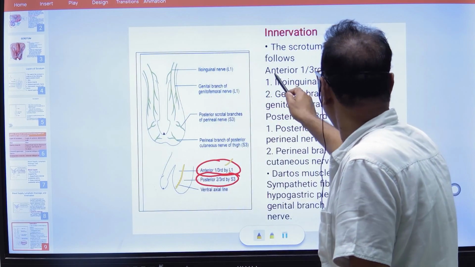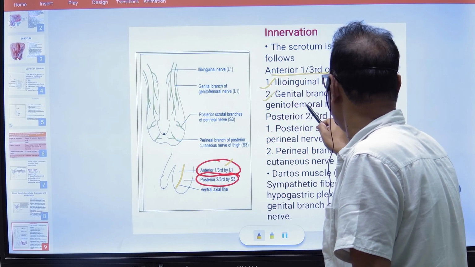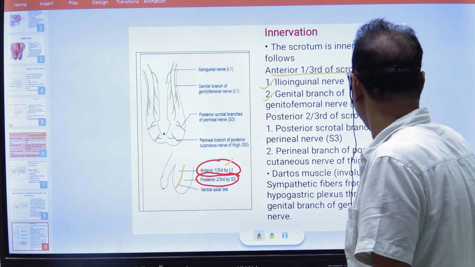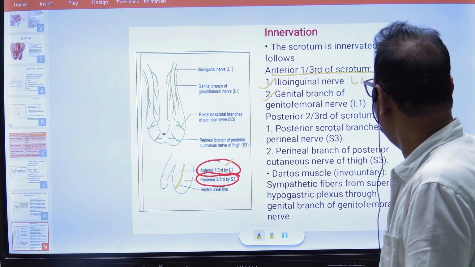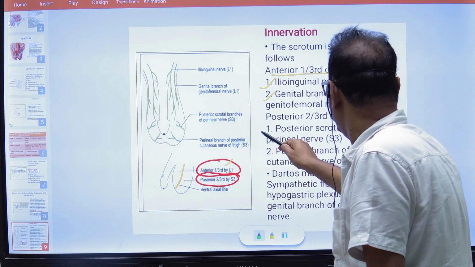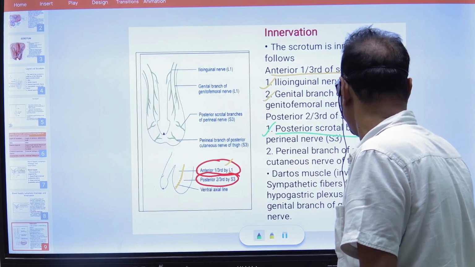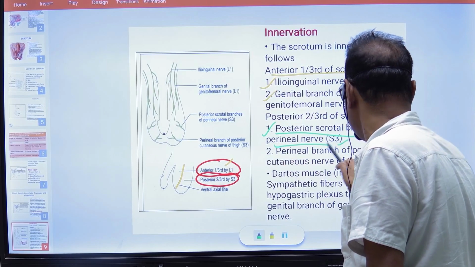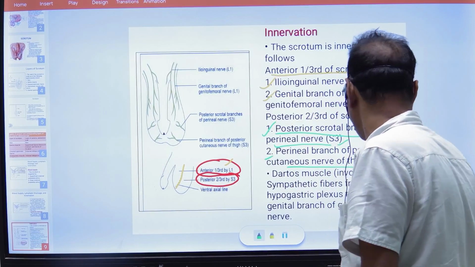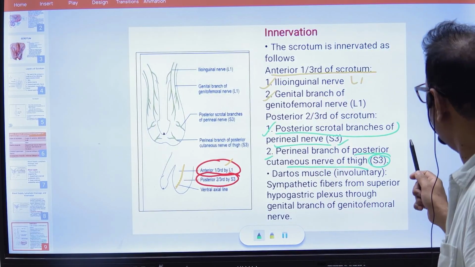So the anterior 1/3 of the scrotum will be supplied by the ilioinguinal nerve and the genital branch of the genitofemoral nerve, both having the root value of L1. दोनों का root value कितना लो? Now coming to the posterior 2/3, it is supplied by the posterior scrotal branch of the perineal nerve, root value S3, and the perineal branch of the posterior cutaneous nerve of thigh, root value S3.